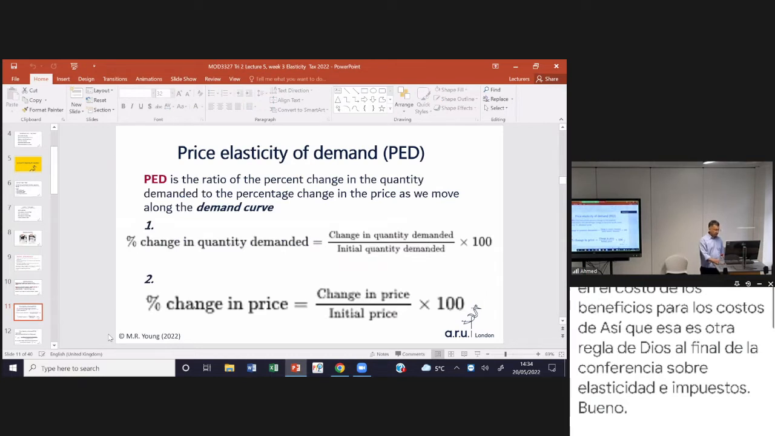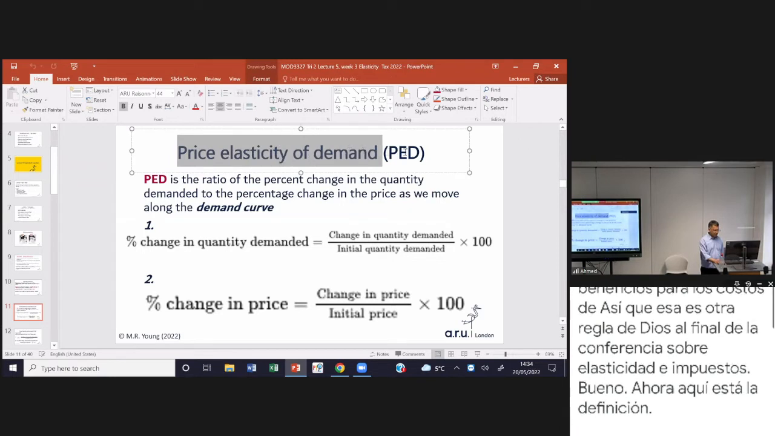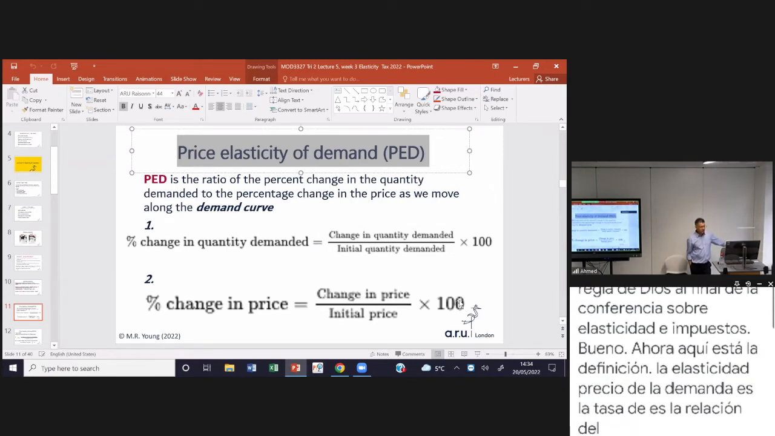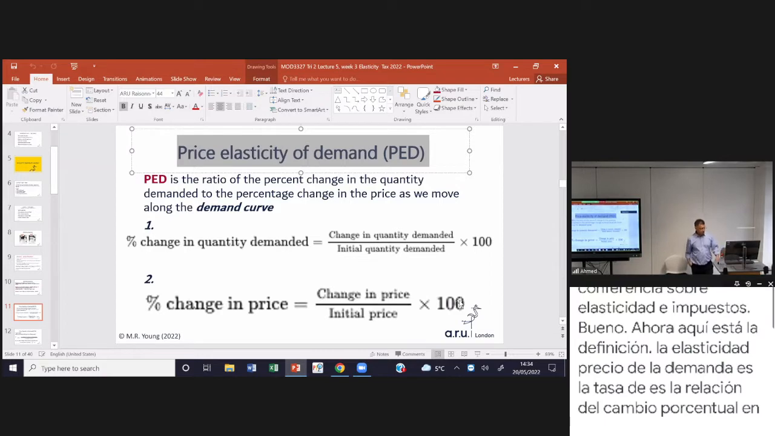Now, here's the definition. Price elasticity of demand, PED, is the ratio of the percentage change in the quantity demanded to the percentage change in price. This equation will help.